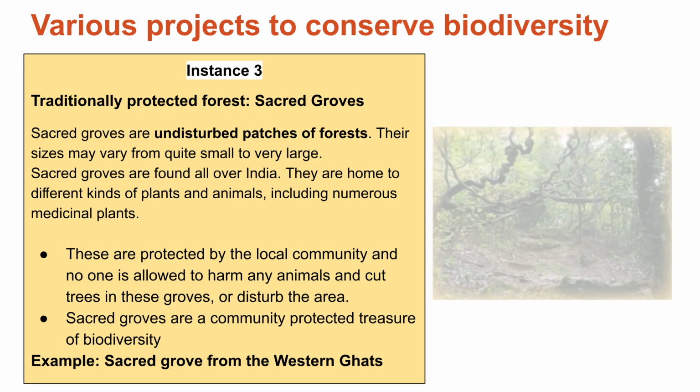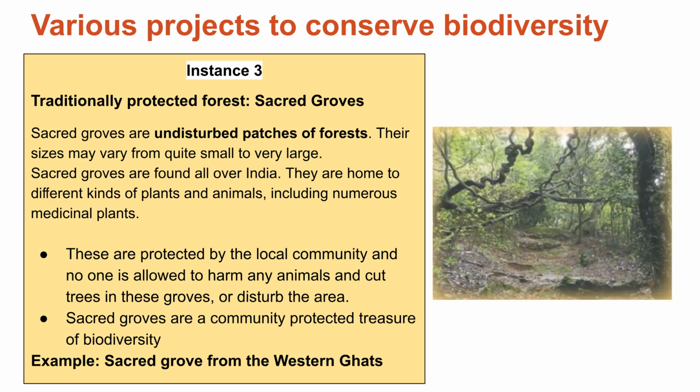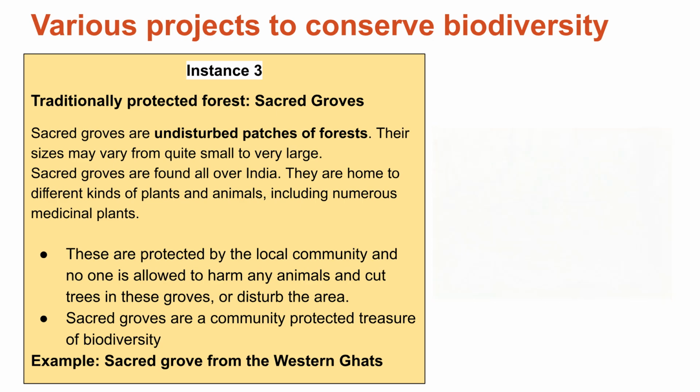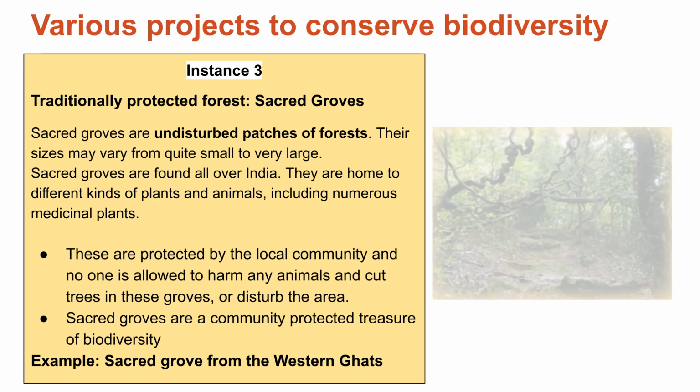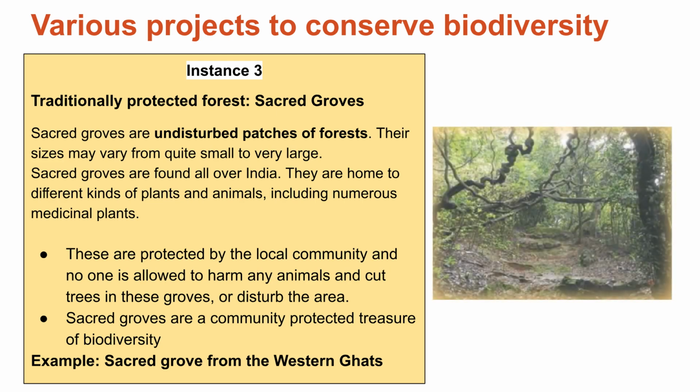Besides that, there are sacred groves, which are undisturbed patches of forest, and these are the parts where hunting of animals is completely prohibited. You cannot search for any plant or animal, or you cannot even use it. This is generally protected by the local community, and it is a protective measure taken by the local community to conserve biodiversity.